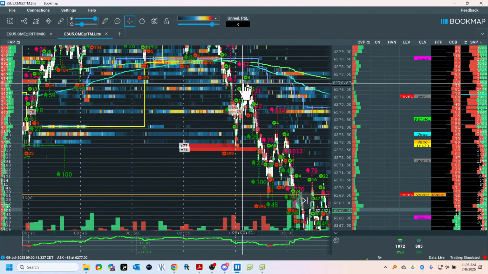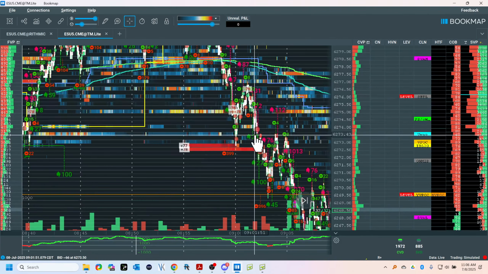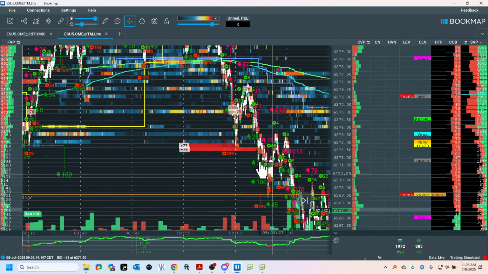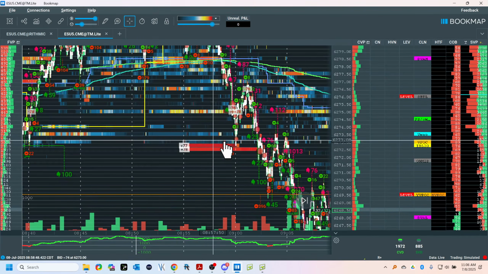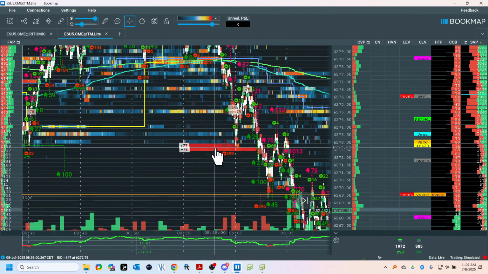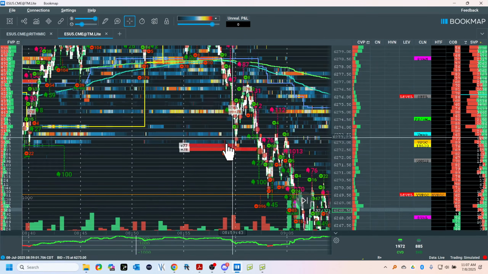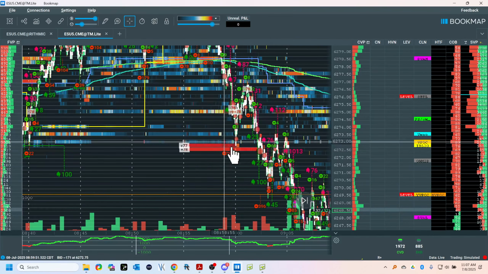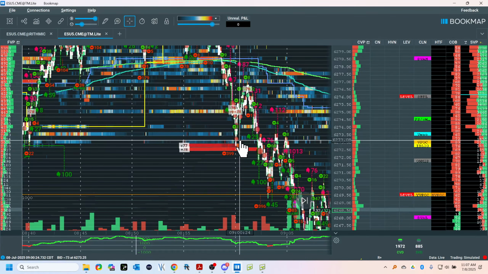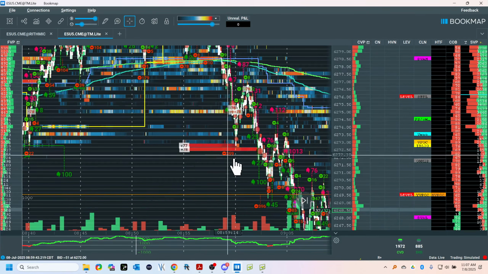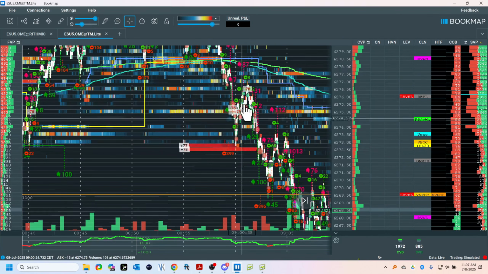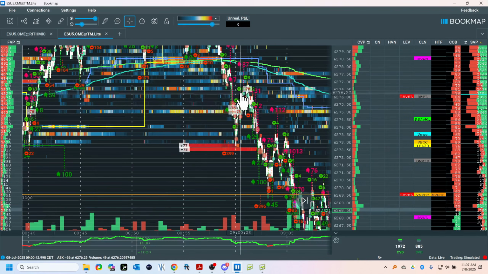Break high. We break up. Now we break below it. And what do we do? We come back and check it. Now, what I know is there were buyers here. You can see the absorption. Red delta, sellers, sell stops. That's what we're looking at.